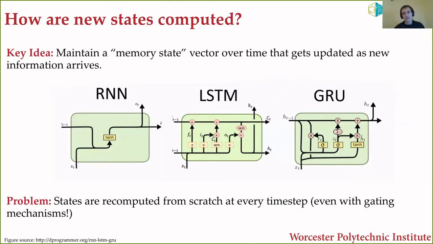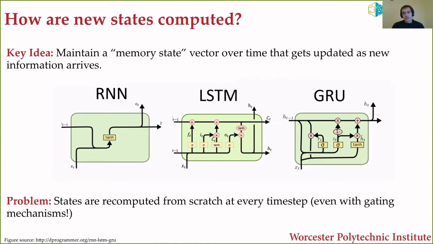So the key idea of how an RNN works is, at every given time step or step of the input sequence, it's going to output a hidden vector representation of the incoming data. So we're basically going to maintain a memory state vector that gets updated over time as new information arrives.